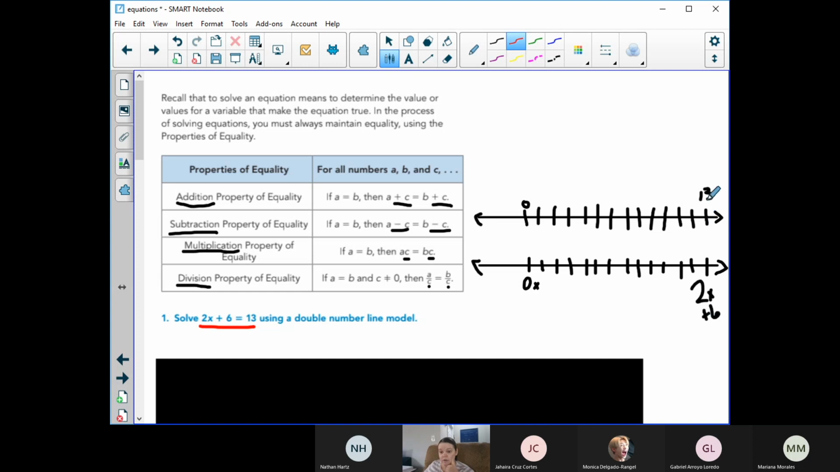So I'm going to go 1, 2, 3, 4, 5, 6 would be right here. And that's 12, 11, 10, 9, 8, 7. I'm going to go backwards 6 here. 1, 2, 3, 4, 5, 6. And here is my 2x. So I undid this plus 6 on both the right side and the left side of my equal sign.